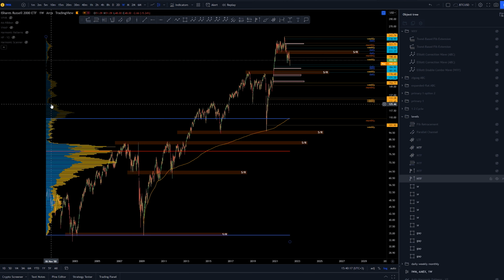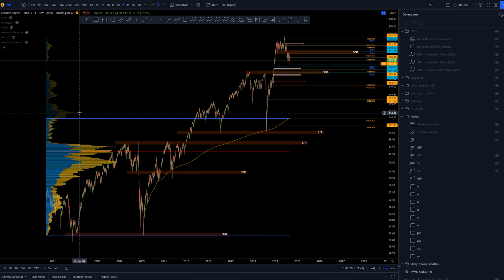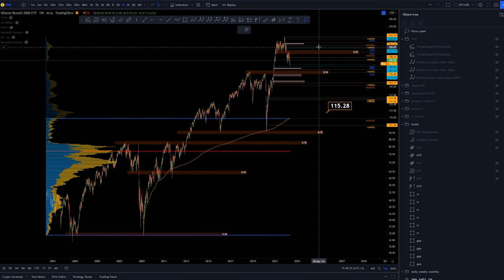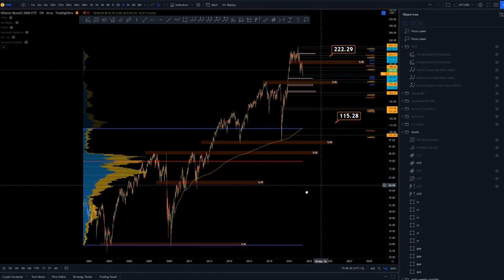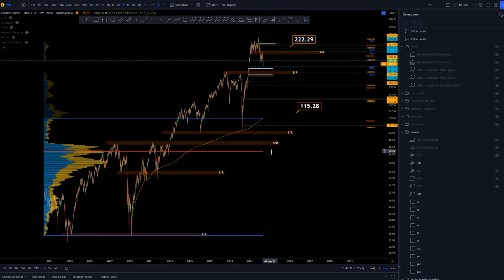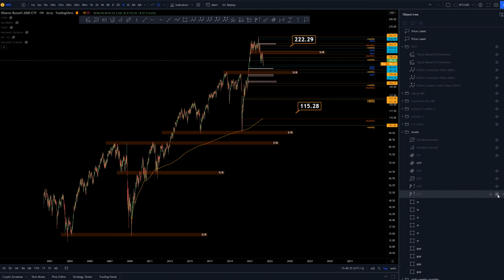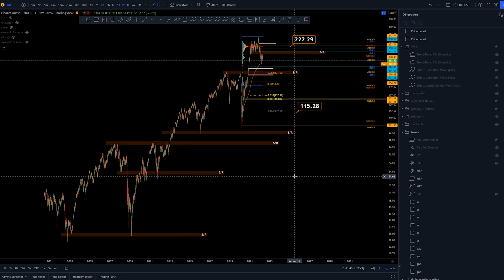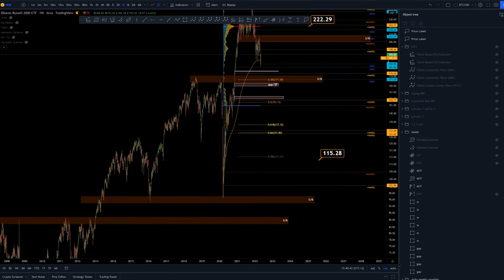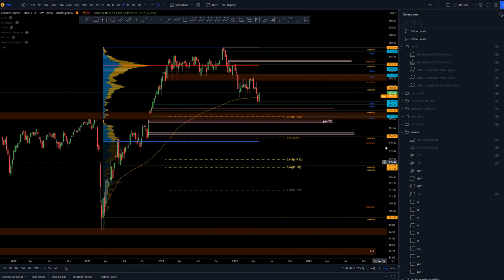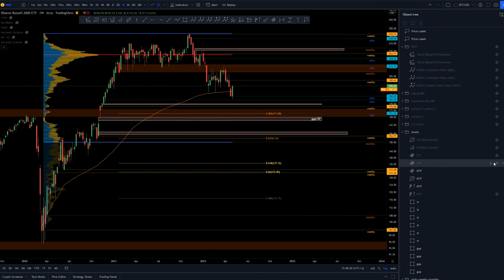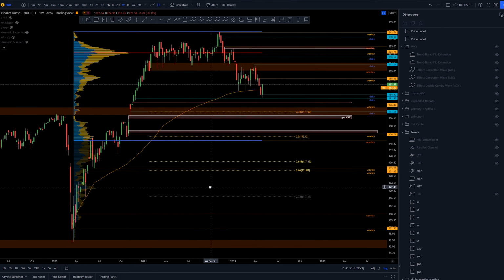Other notable areas of volume around $115 and basically above here around $225. We don't need to concern ourselves too much with this high time frame stuff as it is not really relevant at this moment, but I just wanted to show you those. On a smaller time frame, again we are still on the weekly chart. Did I take all of them? Okay, so we have a few levels.